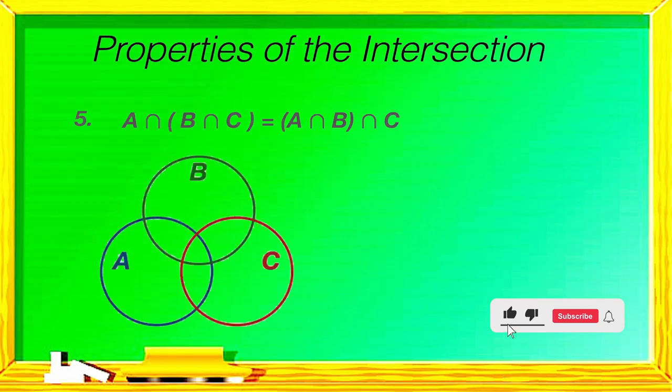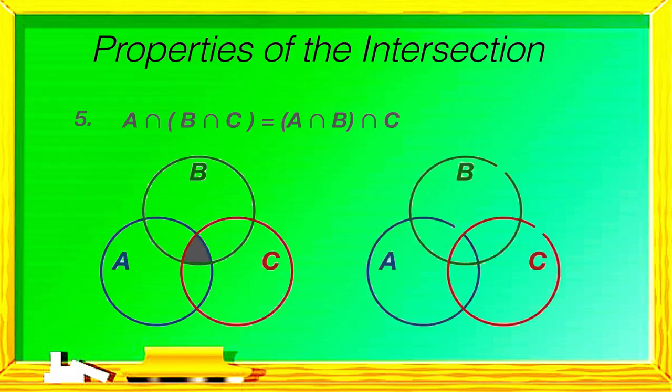Again, like with the union, the fact that the order doesn't matter extends to 3 or more sets with brackets. We can see that B intersect C, then the intersection of the result of that with A, is the same as taking the intersection of A and B, and then the intersection of that with C. In both cases, we end up with a set containing the elements found in A and B and C, the shaded area in the middle.